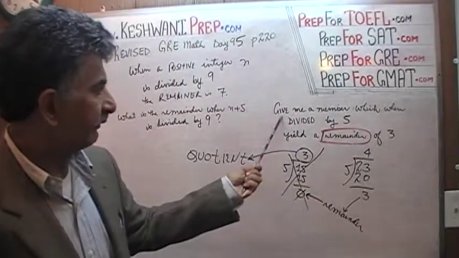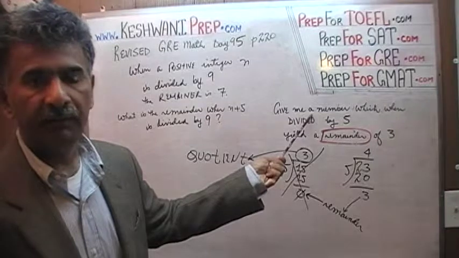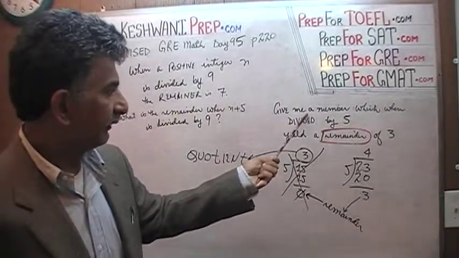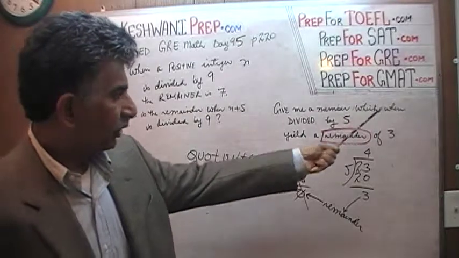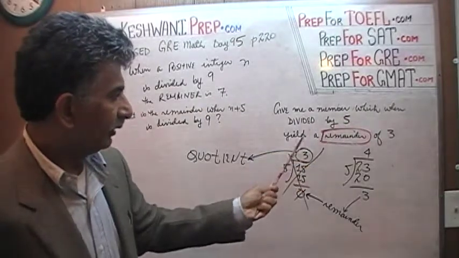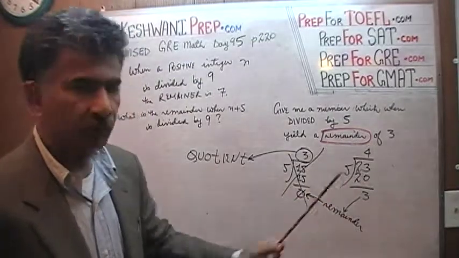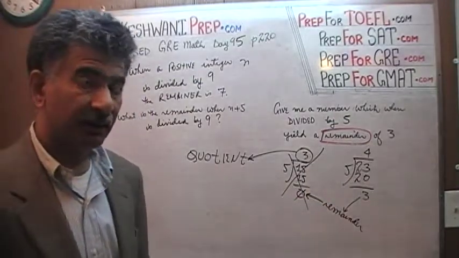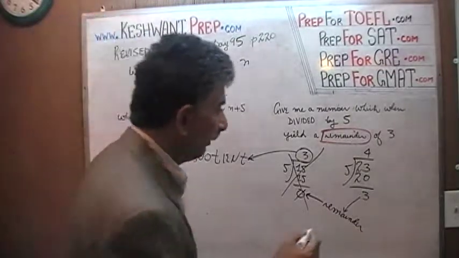So here it says, give me a number. Which number? Any old number. There are infinite possible answers here. They're simply asking you to give them a number which, when you divide by 5, will yield a remainder of 3, and we just did that. 23 would do the job. Can you think of any other number which, when divided by 5, will give us a remainder of 3? How about 53?